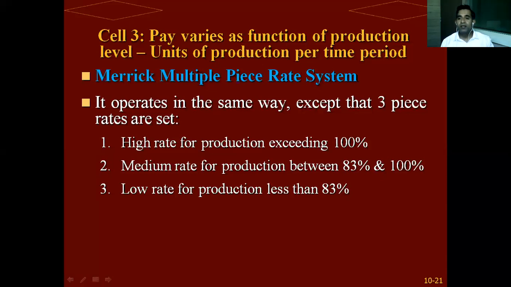Then medium rate for a production level between 83 to 100%. Say for example, if the standard is 10 units per hour and there are employees who produce between 8 to 10 units, 8, 9 or 10, their wages will be determined based on another rate which will be lower than the first rate. So moderate it is. Then low rate for production less than 83%. So those employees who produce less than 8 units in 1 hour, their wages will be determined using a lower, third rate. This rate will be the lowest among all three.